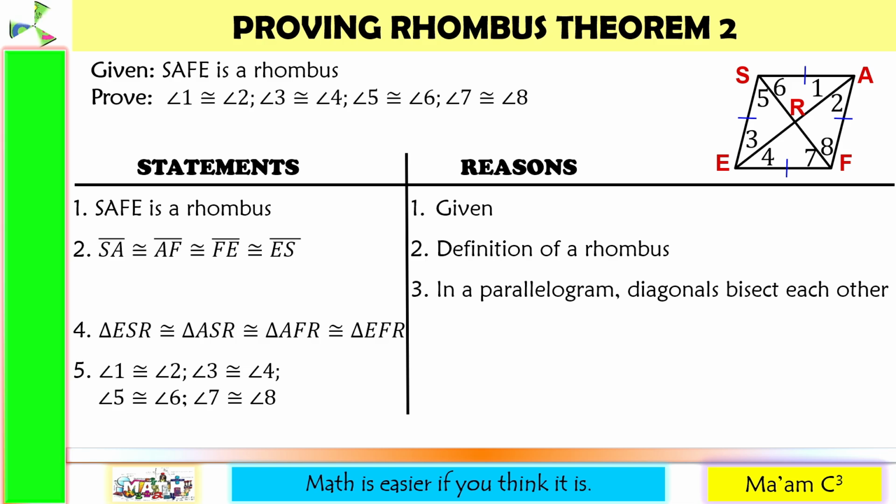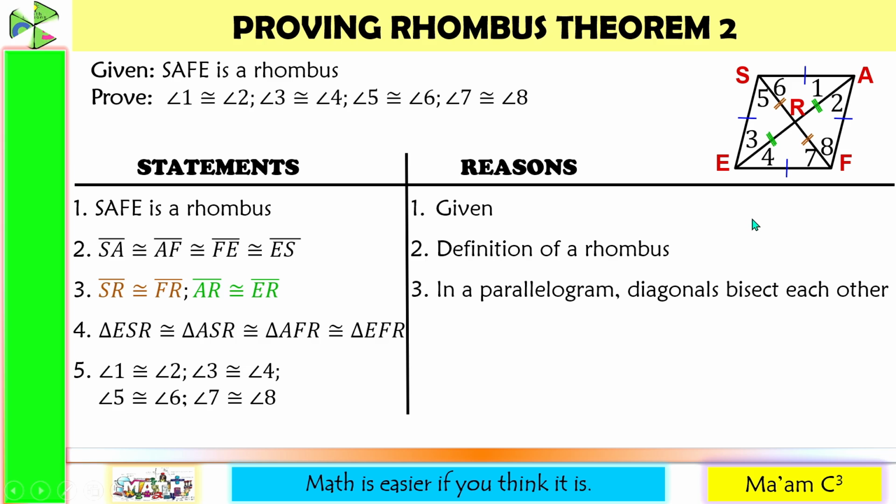Reason number 3, in a parallelogram, diagonals bisect each other. Let us consider one diagonal, let us say SF. So if the diagonals bisect each other, then diagonal AE bisects diagonal SF. It means line segment SR is congruent with line segment FR. So these two are congruent. And also, line segment AR is congruent with line segment ER. That is because line segment SF bisects line segment AE. So these two are also congruent.